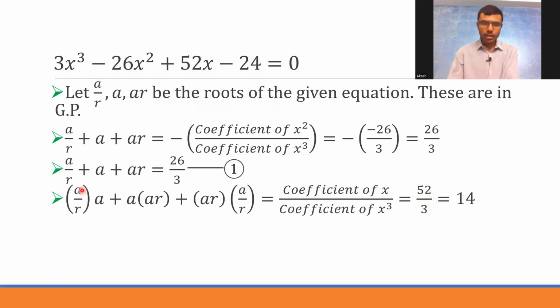Now if you simplify this, a by r into a would be nothing but a square by r, and a into ar is a square r, and a by r into ar is a square. So we get a square times (1 by r plus 1 plus r) equals 52 by 3. This is my second equation.